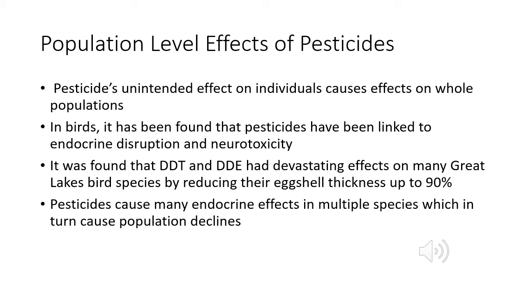In the article we read, it was found in birds that pesticides have been linked to endocrine disruption and neurotoxicity. It was also found that DDT and DDE, which are main components of pesticides, had devastating effects on many Great Lakes bird species by reducing their eggshell thickness up to 90%. So this caused their eggs to be very brittle and didn't allow the eggs that were laid to be hatched into new baby birds. They would just die. It was also found that pesticides cause many endocrine effects in multiple bird species, which in turn causes population declines.